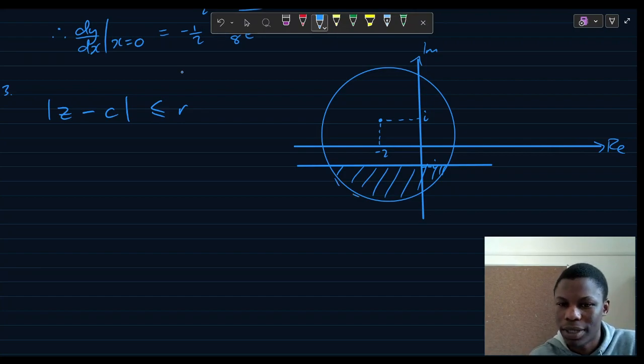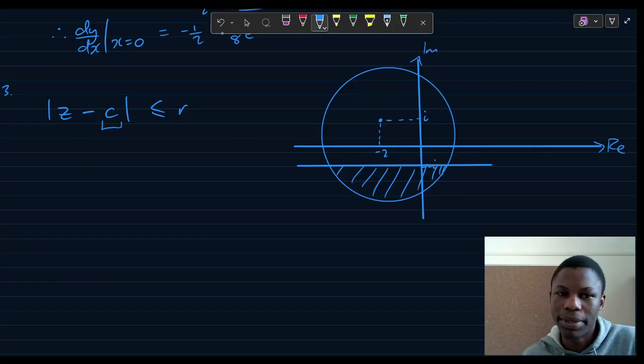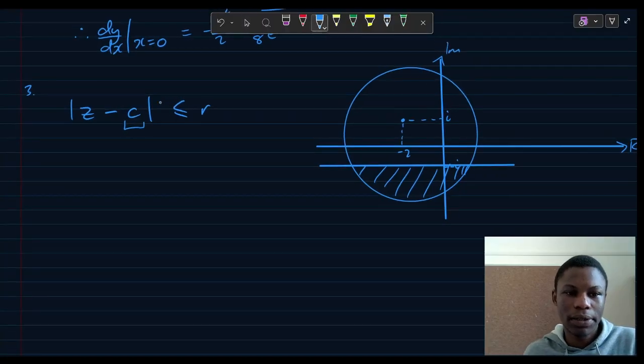If this part was dashed, not shaded, then we would have just strictly less than, no or equal to part. So now we need to figure out what this complex number is. That complex number is just the center of your circle, right? So that's z minus, our center has the coordinates negative 2 in the real axis, and then plus i.